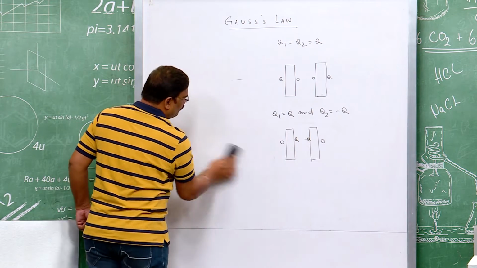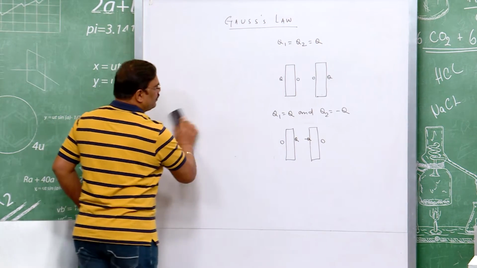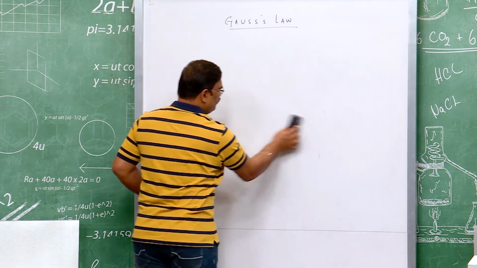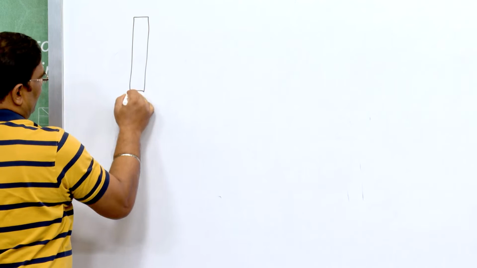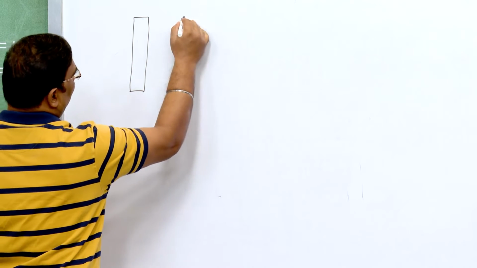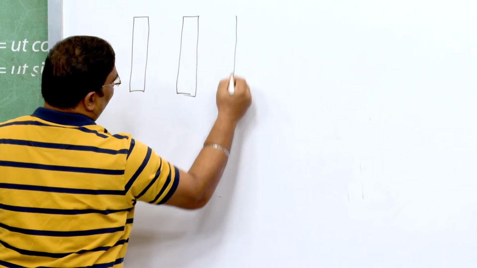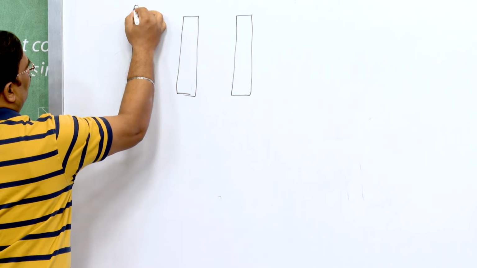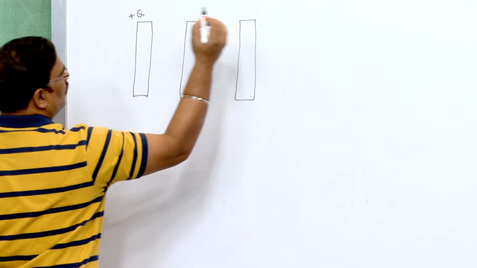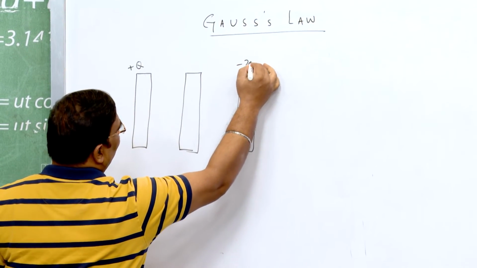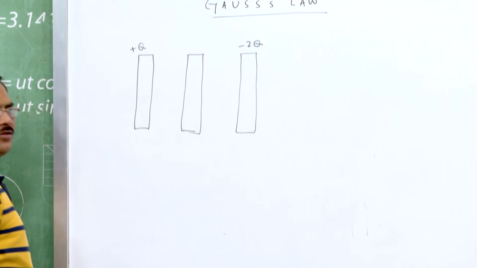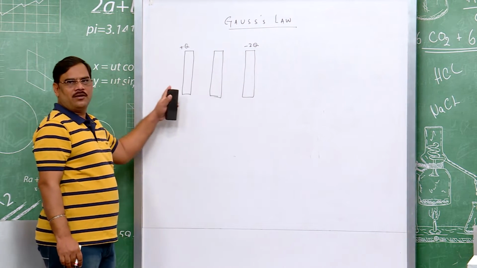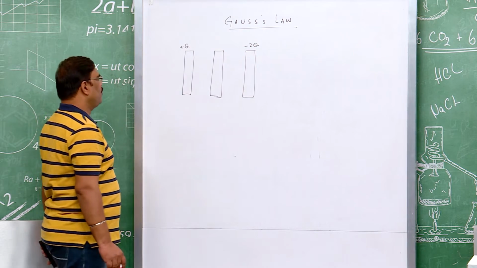If we have, suppose, 3 plates, this is my first plate, second plate and third plate. To the first plate, I give a charge of plus Q, and to the third plate, I give a charge of minus 2Q. Then what are the charges appearing on the 6 faces of these 3 plates?